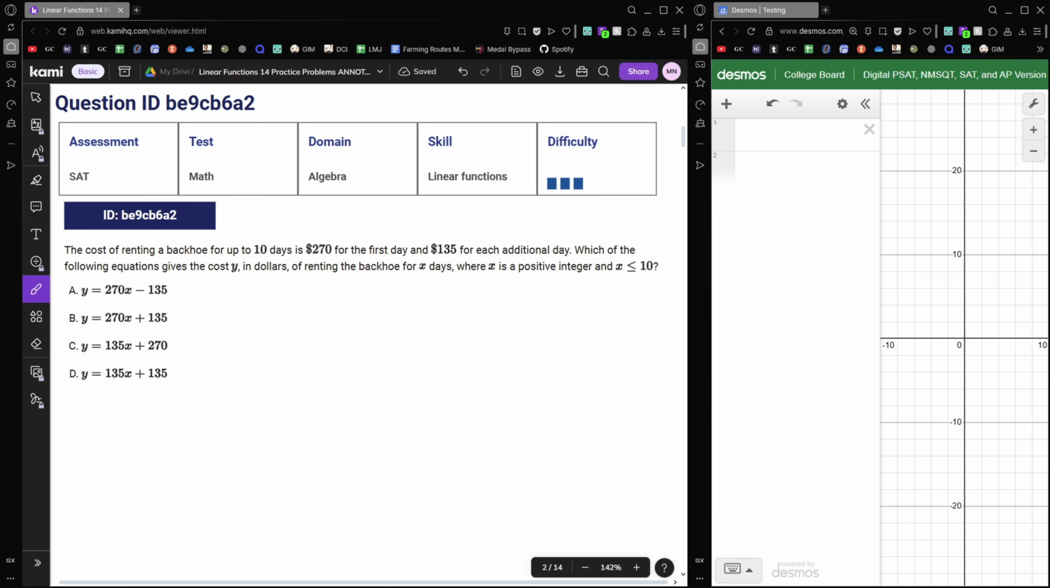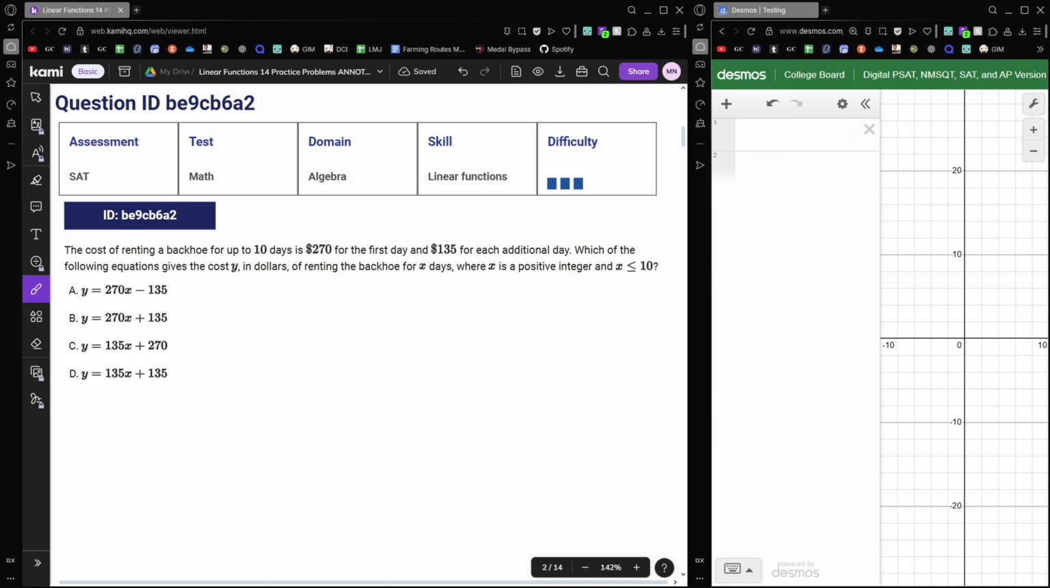Question number 2. The cost of renting a backhoe for up to 10 days is $270 for the first day, and $135 for each additional day. Which of the following equations gives the cost y in dollars of renting the backhoe for x days where x is a positive integer and x is less than or equal to 10?